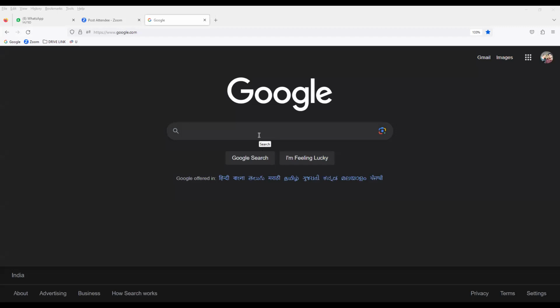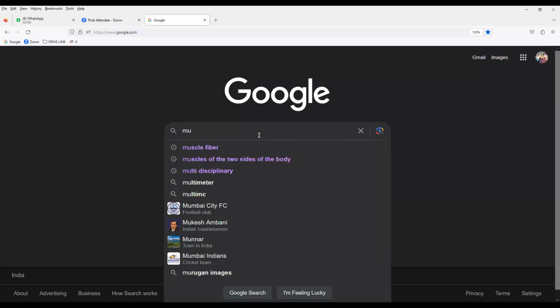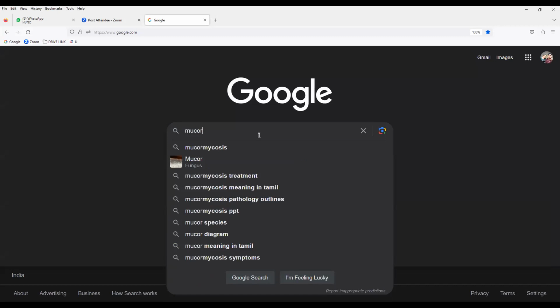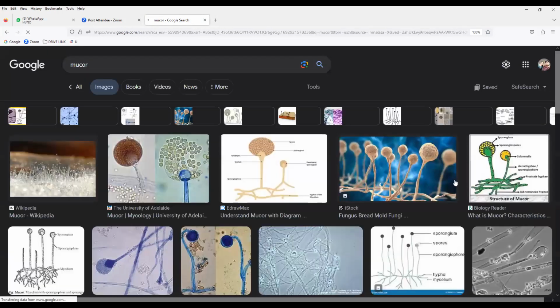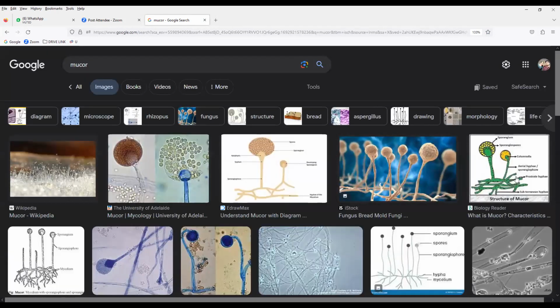What is that, everybody? Mucor. So you can see the mucor, all of you. Mucor is one of the non-green plants, and spore formation is the technique by which it grows. You can notice it, similar to the bread mold.